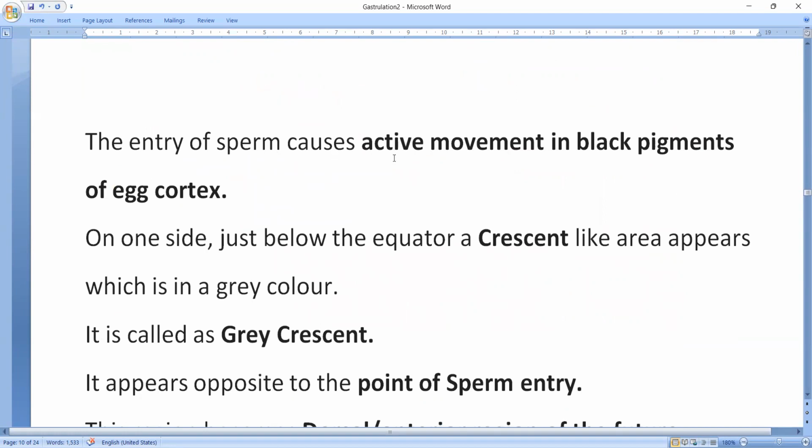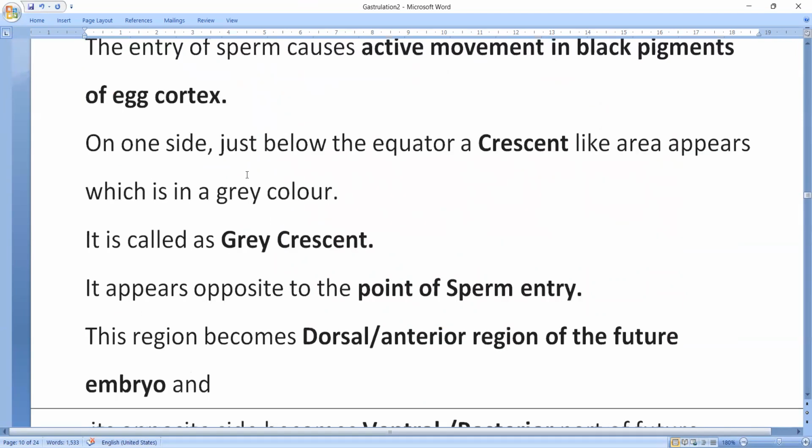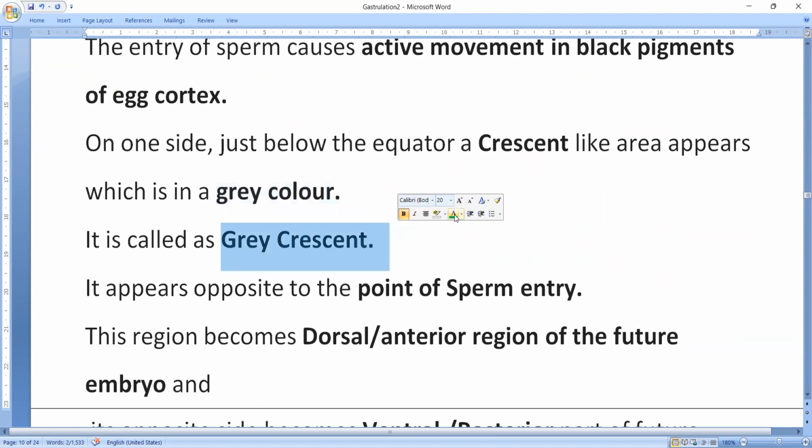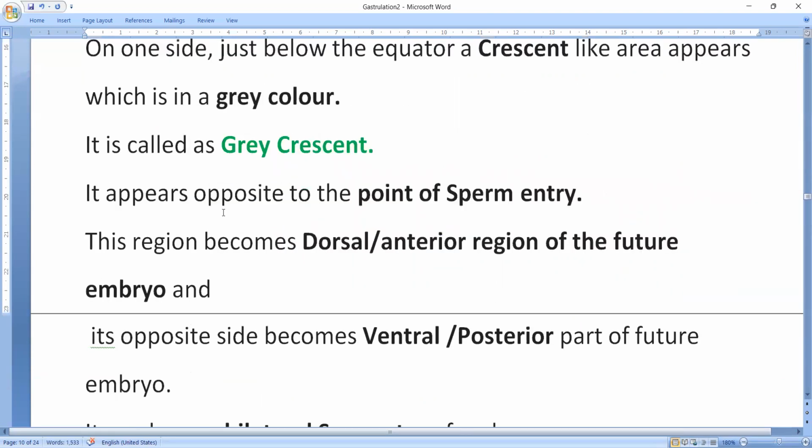The entry of sperm causes active movement in the black pigments of the cortex. On one side, just below the equator, a crescent-like area appears, which is gray in color. So it is called a gray crescent. It appears opposite to the point of sperm entry. Sperm entry ki exact opposite side lo oka crescentic shape lo gray crescent ane oka area form avutundi.